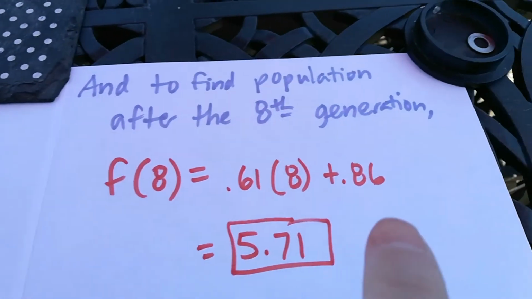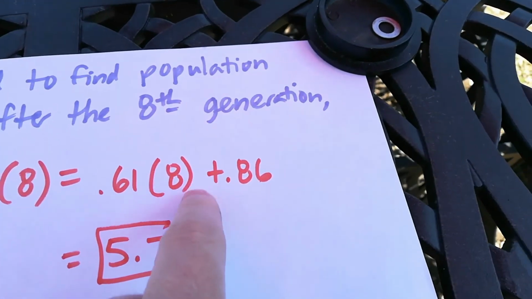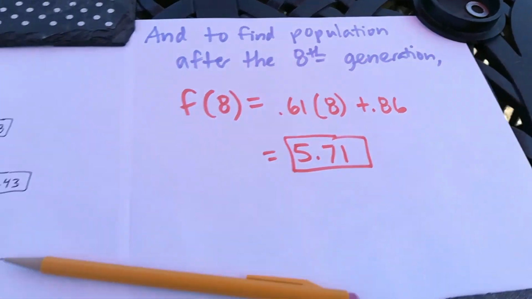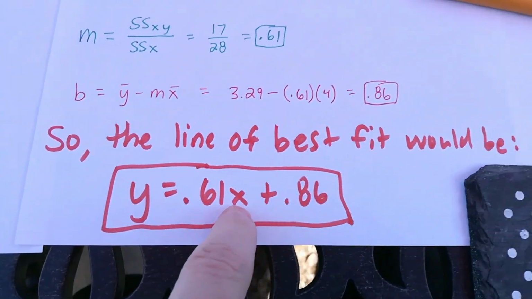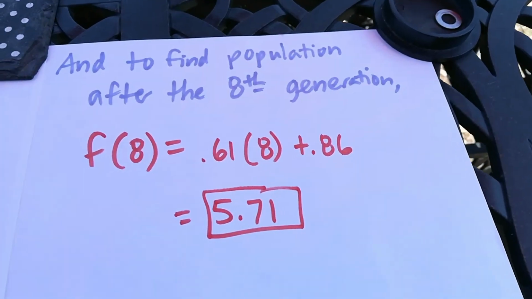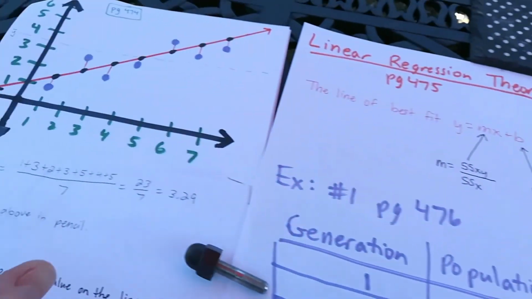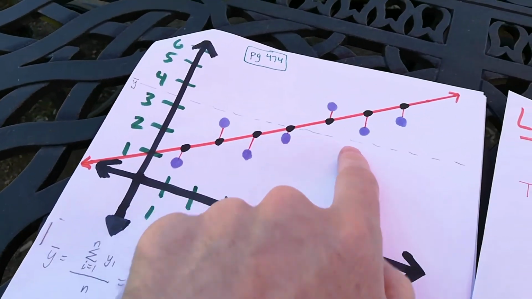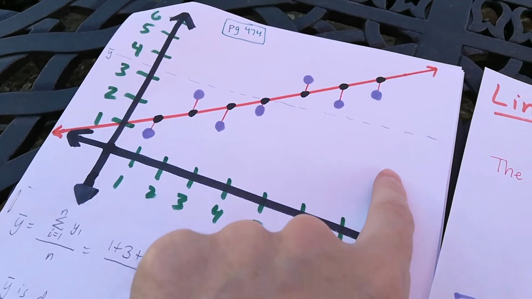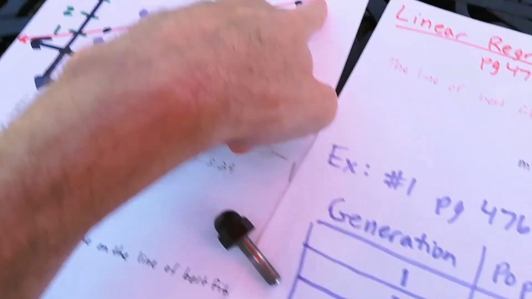So to find the 8th generation, you plug in the number 8, right? F of 8. Or go back down to this one, plug in 8 right there for your X. And when you do that, you're going to get 5.71. That tells us that if you go back over here and you go to the 8th generation, and you go all the way up, you'd hit about 5.71. Are you guys tracking with me? Hang in there. We're almost done.